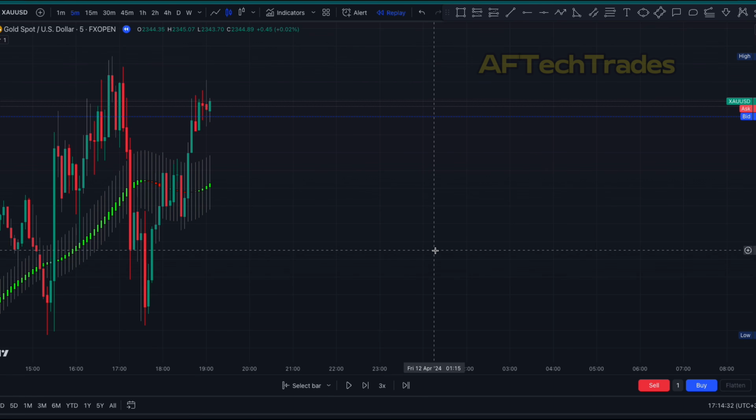Okay, now this is the 5-minute time frame. Day traders can use this on the 5-minute time frame and the 15-minute time frame. After this 5-minute time frame, I will be trying it on a 15-minute time frame so you can see how it also works there.